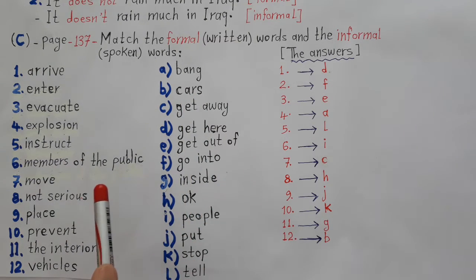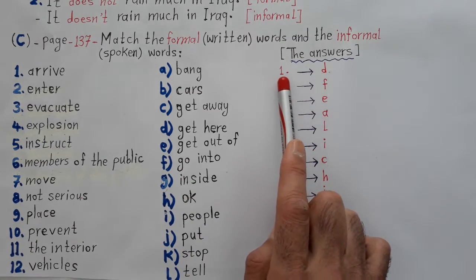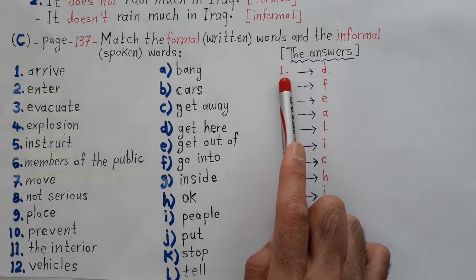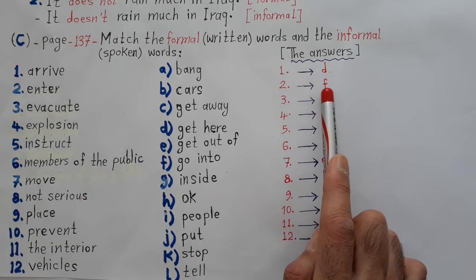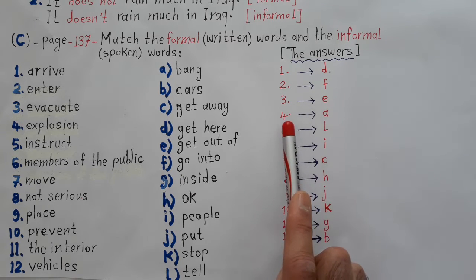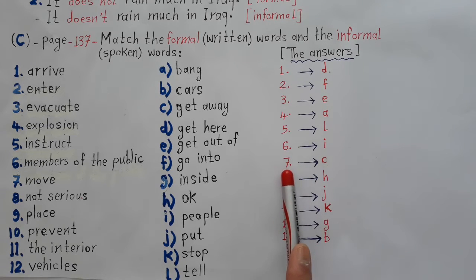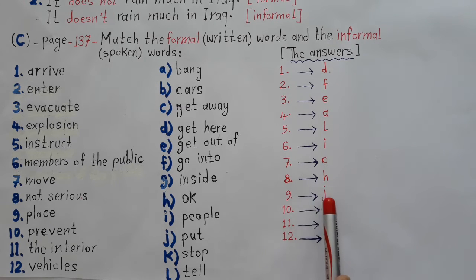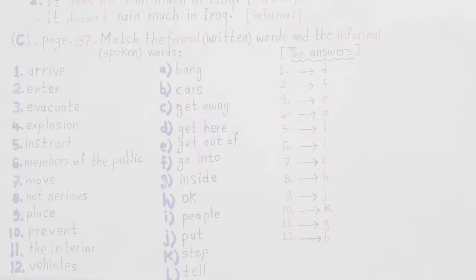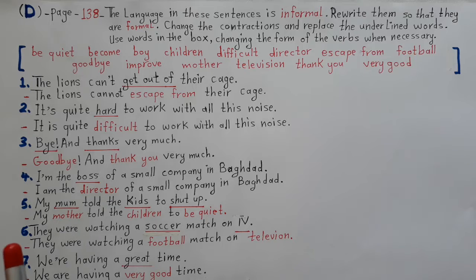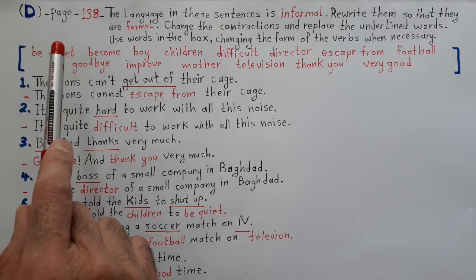So, this exercise is very important. Look here, the answers, the number and the letter, look here. 1, D, 2, F, 3, E, 4, A, 5, L, 6, I, 7, C, 8, مع H, 9, J, 10, K, 11, G, and 12 B.